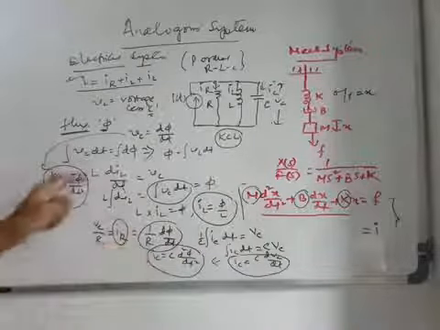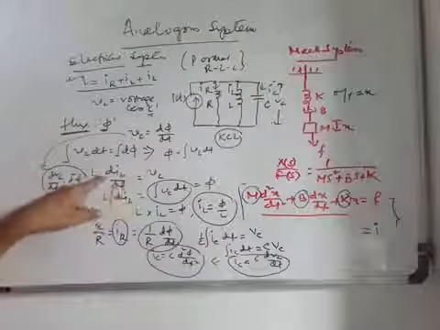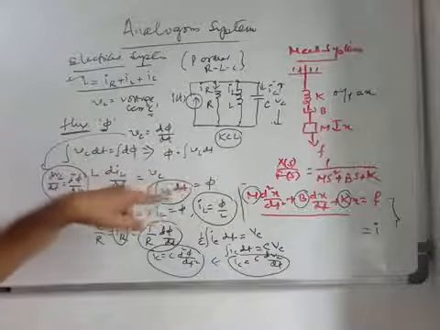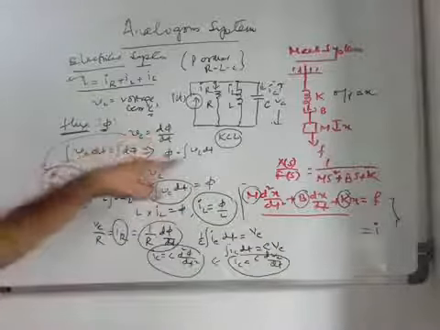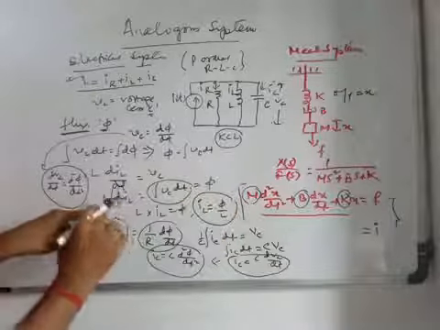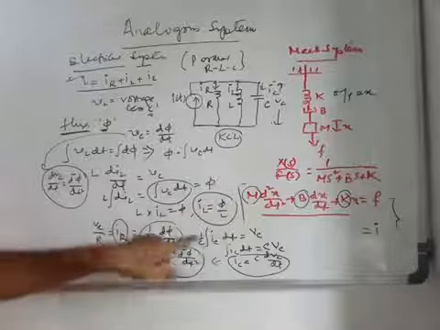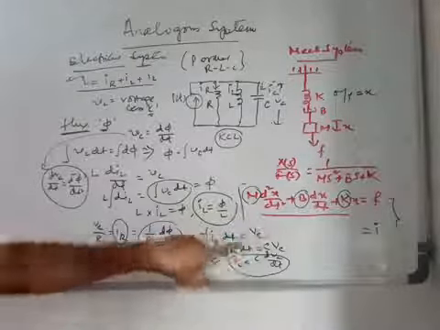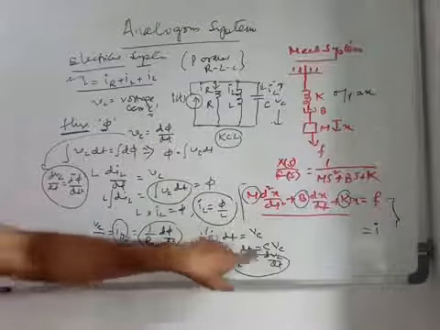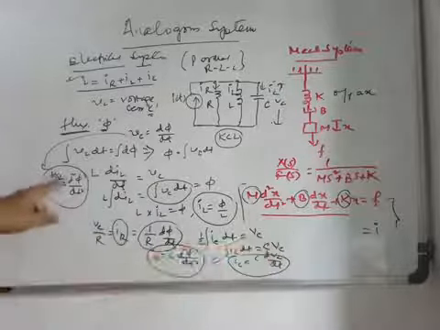Next, L dIL dt is the voltage across the inductor, that is again VC. If you integrate on both sides, L integration of dIL is equal to integration of VC dt, and integration of VC dt is phi. So L into IL is equal to phi, so IL is given by phi by L. Similarly, 1 by C integration of I dt is equal to VC. If you differentiate, it gives you IC, and dVC dt means d square phi dt square.